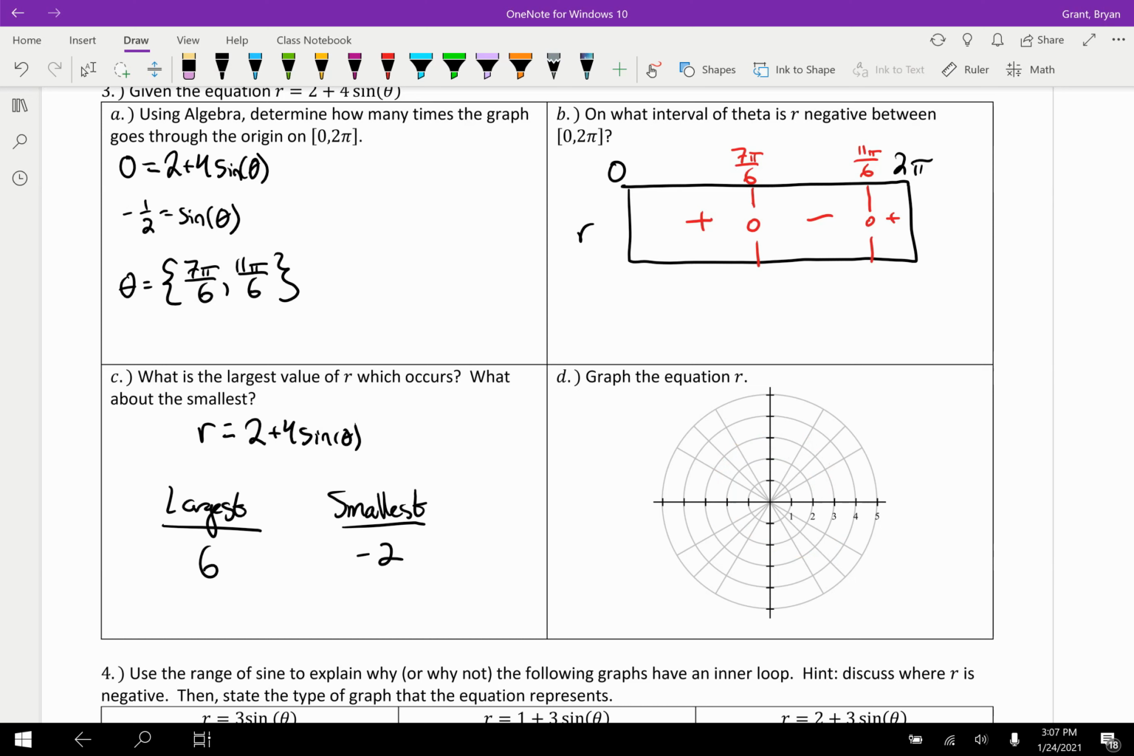So let's go ahead and graph this. 7 pi over 6 and 11 pi over 6. Here's 7 pi over 6. Here's 11 pi over 6. This region in between those two is where r is negative. That's going to be left blank.